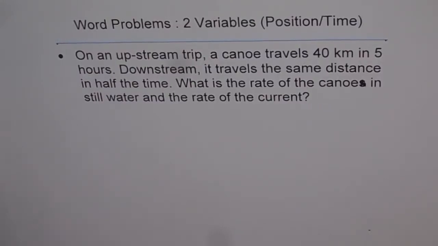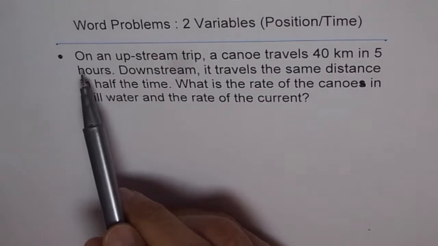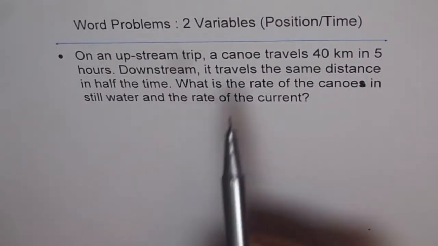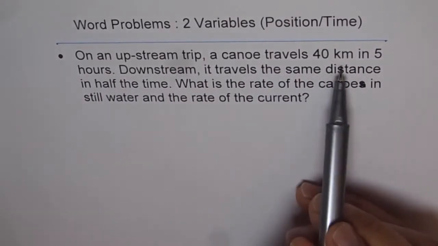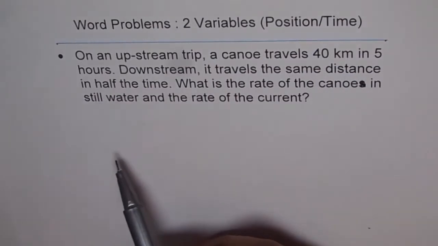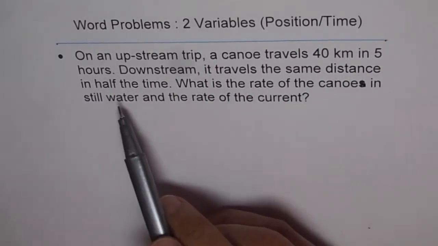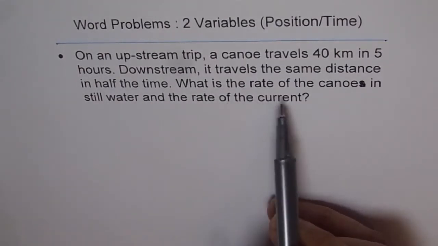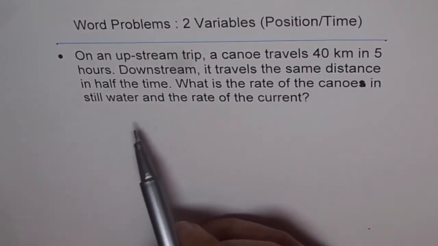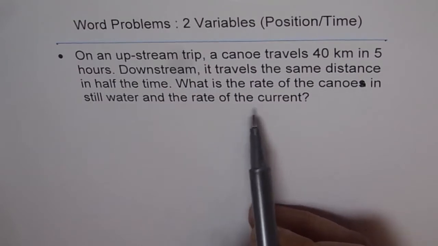Let's see how to solve a word problem with two variables in position and time. The question here is, on an upstream trip, a canoe travels 40 kilometers in 5 hours. Downstream, it travels the same distance in half the time. What is the rate of canoe in still water and rate of the current?